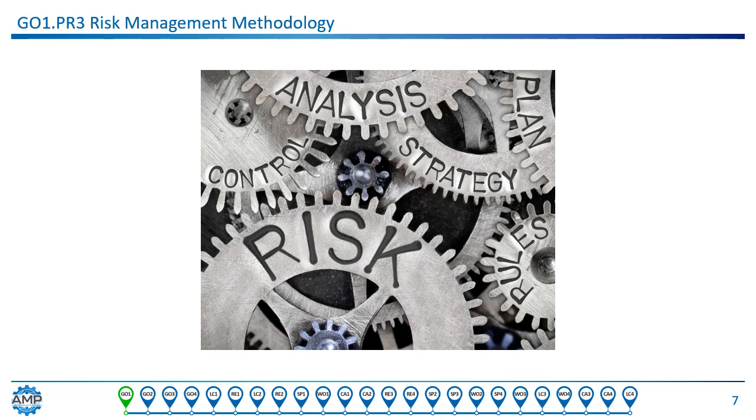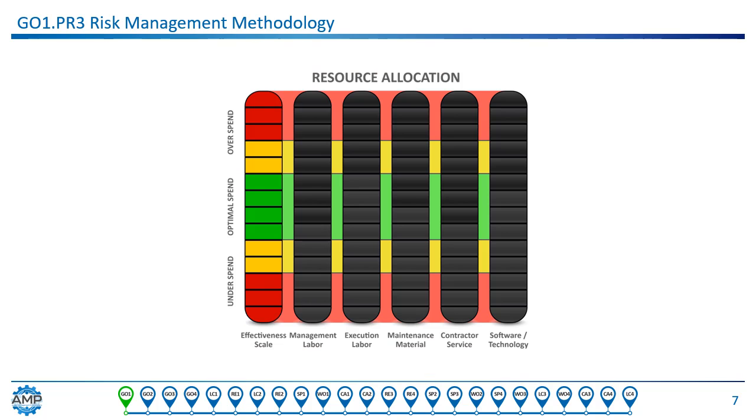When we talk about resources, we're talking about things that are common to any organization. The cost and effort of management, asset care execution, the cost of maintenance and materials, the cost of contracted services, and the cost of the software and other technology that supports asset management. This graphic illustrates this concept, and it will be used to represent input that needs to be processed by the asset management program.